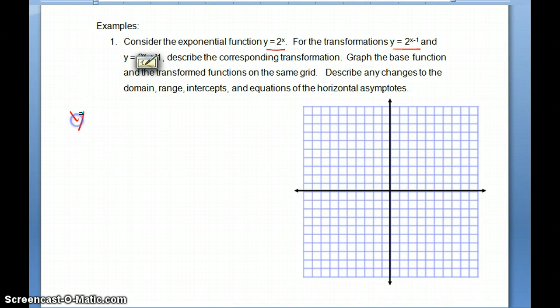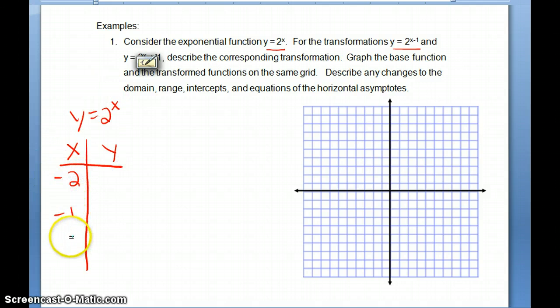So our first one here, we have y is equal to 2 to the power of x. We can create those table values, so we have x and y. So we're going to stick with our nice easy values. We have -2, -1, 0, 1, and 2. Putting those values in, you guys can use your table values, or I will quickly run through the steps.